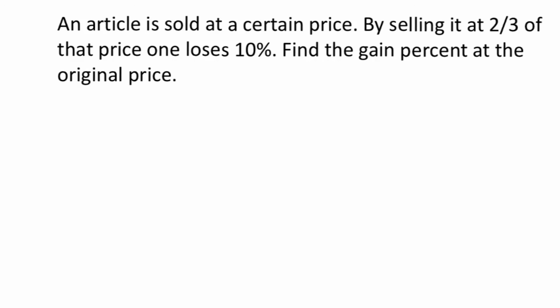An article is sold at a certain price. By selling at 2/3 of the price, there is a loss of 10%. Find the gain percent at the original price. What is meant by that? If 3 parts is the original price, now it is sold at 2 parts of the present price.